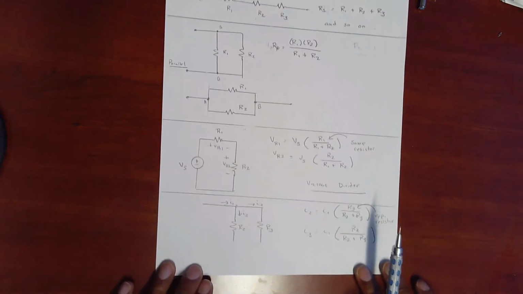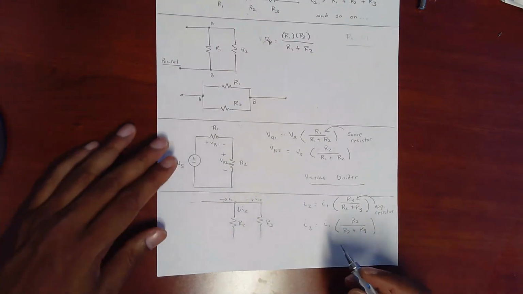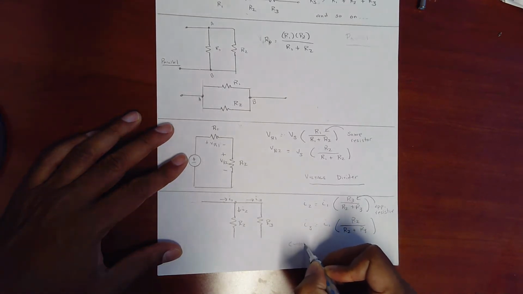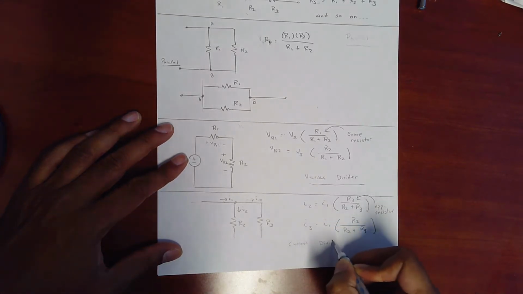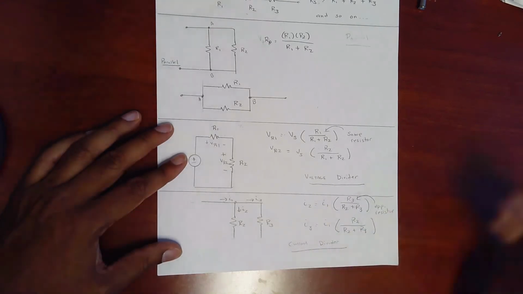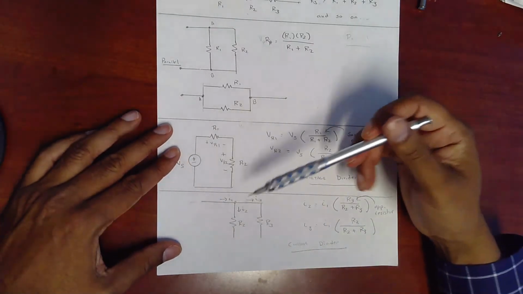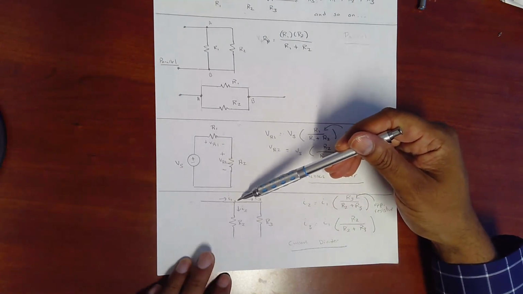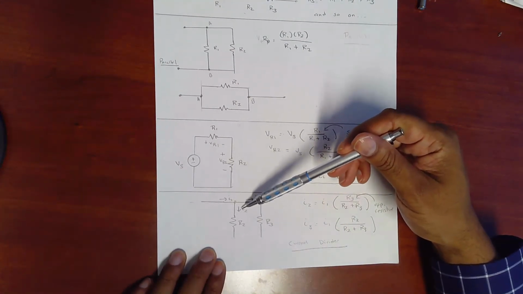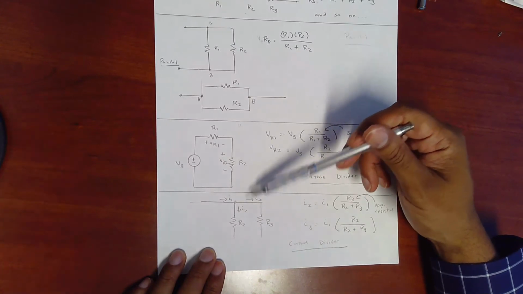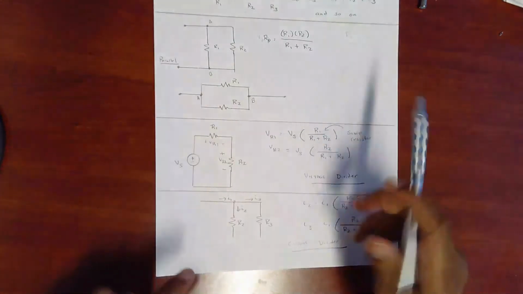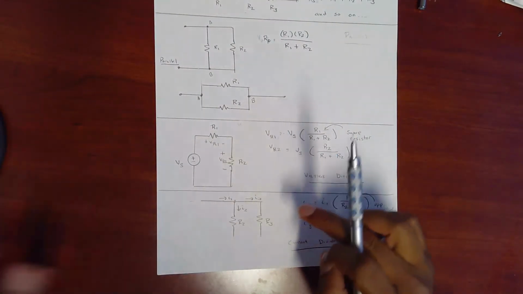The last one is called our current divider, and I'm going to write this here. Current divider. Our cheat sheet, okay? So here you have I1 coming into your node, which is our intersection, and it is going to split into I2 and I3. Because current, like water, will split across a pipe. So imagine this is a pipe.